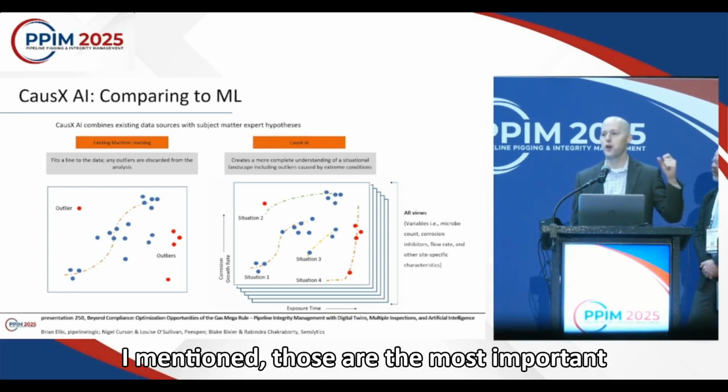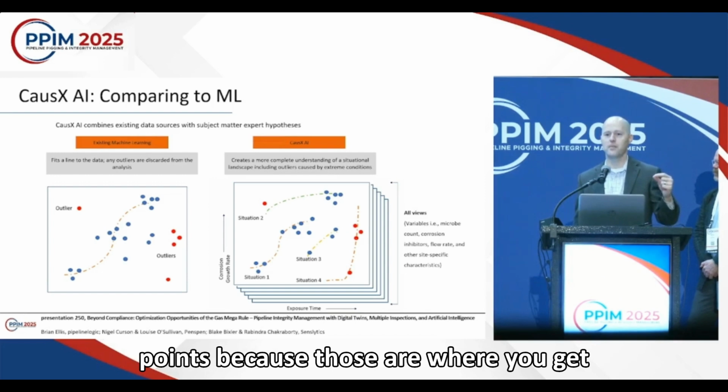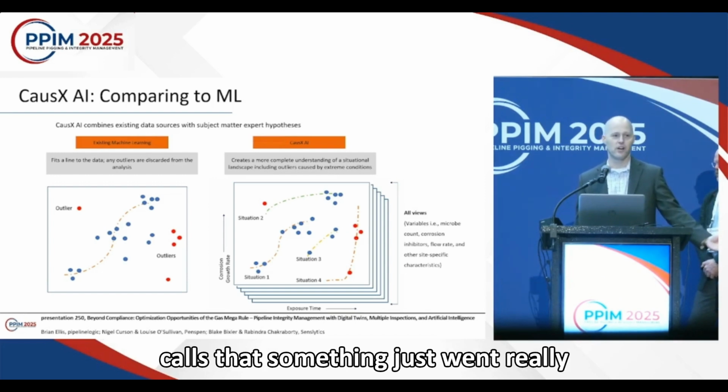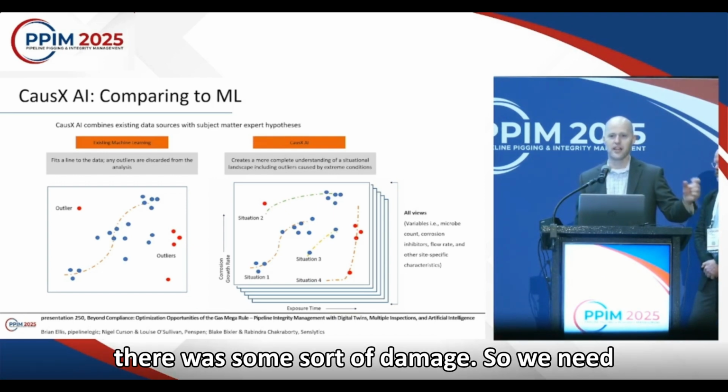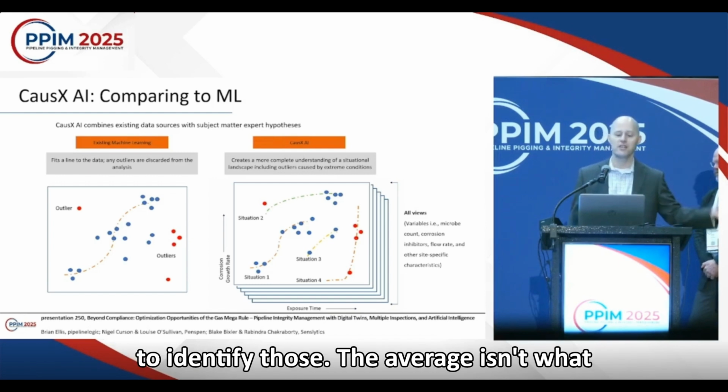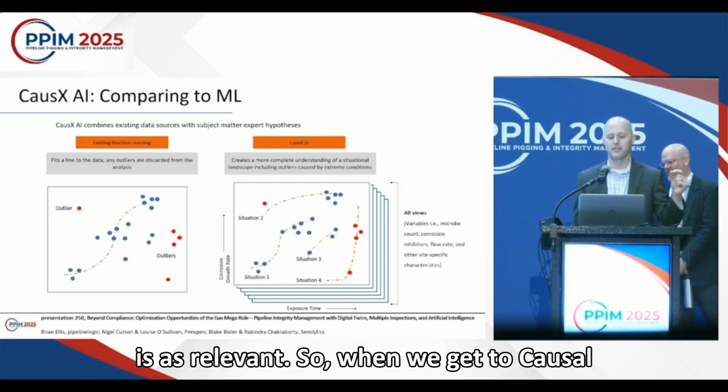But as I mentioned, those are the most important points, because those are where you get calls that something just went really wrong and an asset's out of service or there was some sort of damage. So we need to identify those. The average isn't what is as relevant.